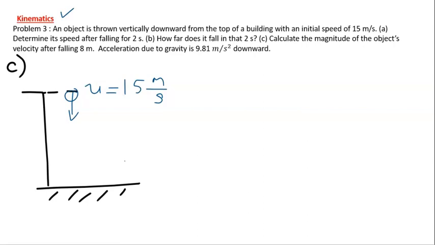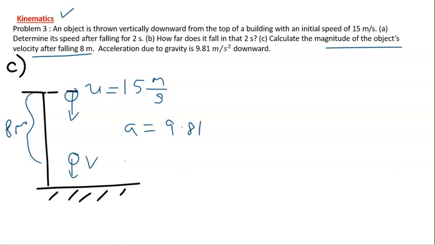Now part C, calculate the magnitude of the object's velocity after it's fallen 8 meters. So let's say it is there, and what is the V when the distance it has fallen is 8 meters? Now the acceleration is 9.81 meters per second squared, and we know it's downward. So the object is speeding up as it falls downward.